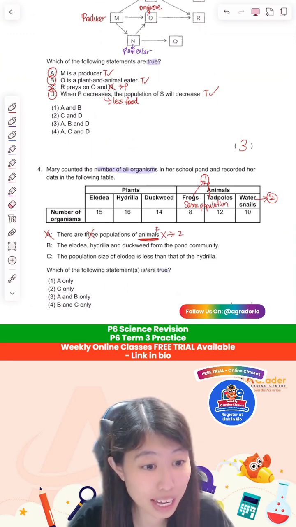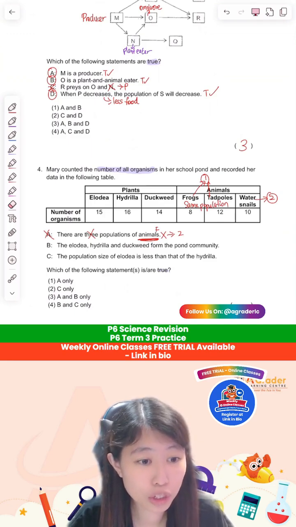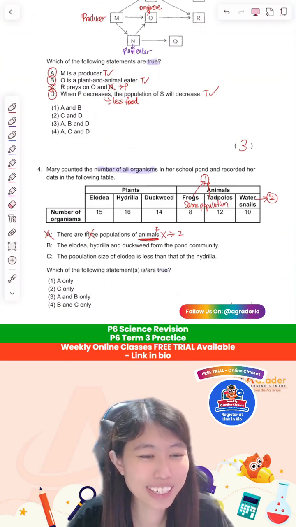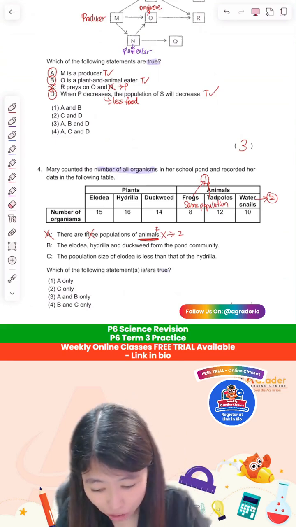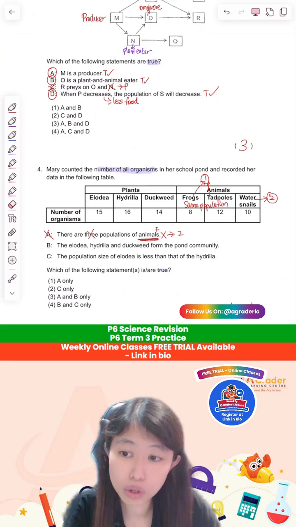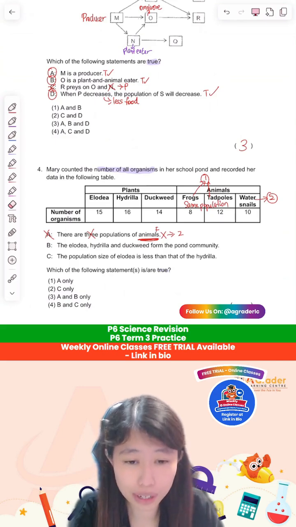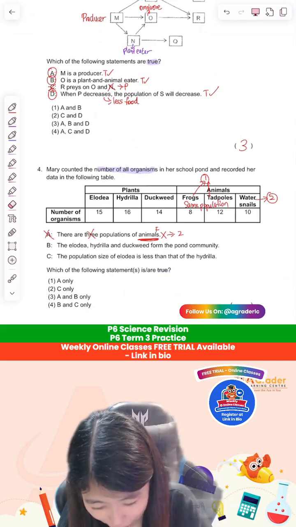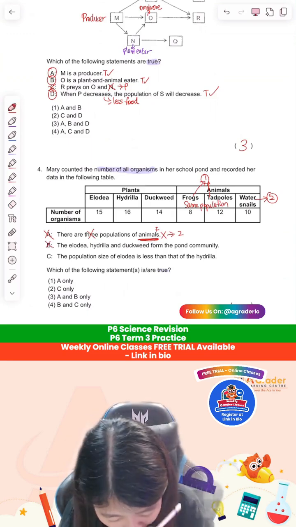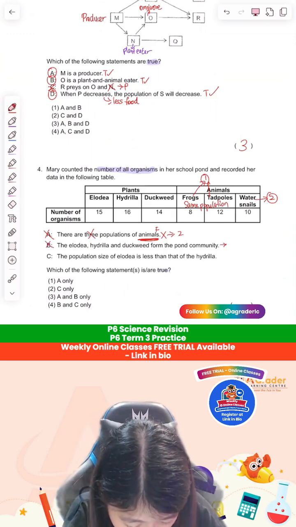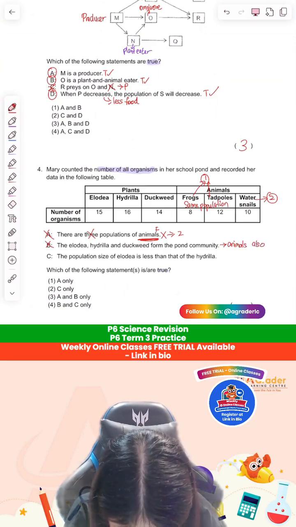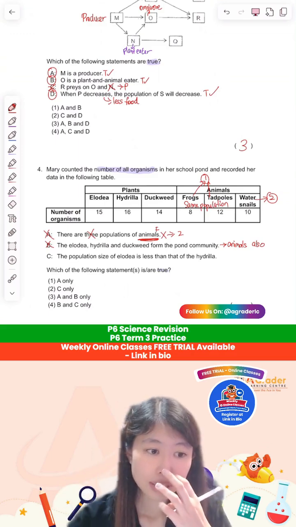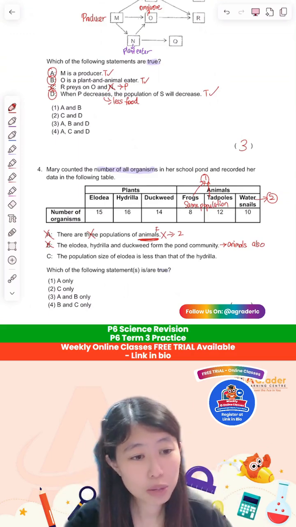Thank you for your answer, JW, Shine, CW, octopus as well. So no, it's not only the plants, right? The animals also belong to or form the pond community. So over here, this is false. The animals as well. Yes, you're supposed to include the animals.